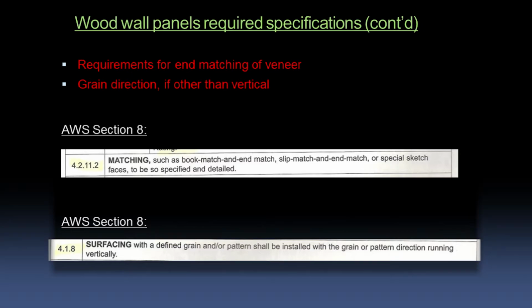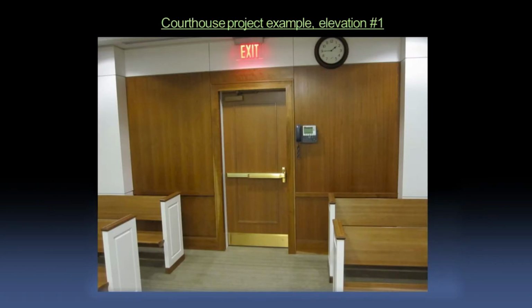So now we're back to our picture, which our previous question about the end matching. Exactly. And that's why we're looking at this picture a second time. Same elevation we saw before, and the shorter panels below the little horizontal trim there are not real easy to see, admittedly. By specification, those panels are required to be end matched.